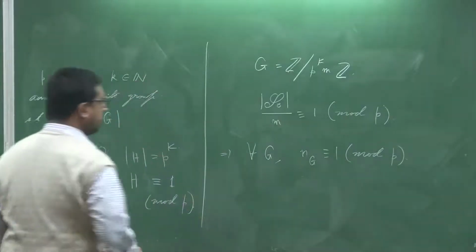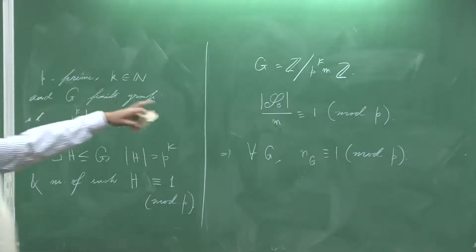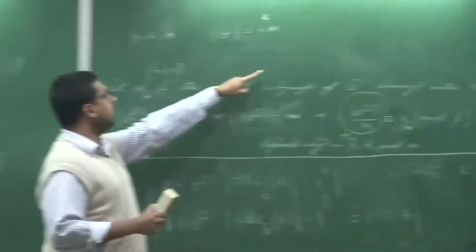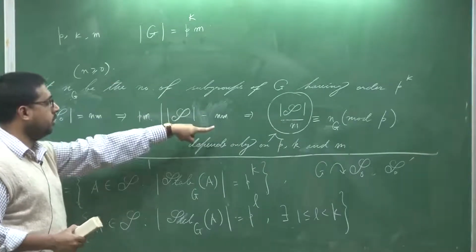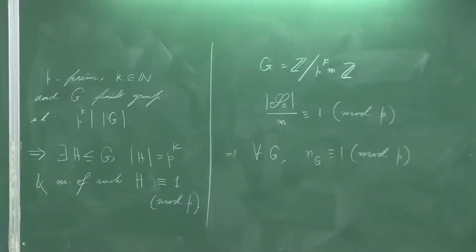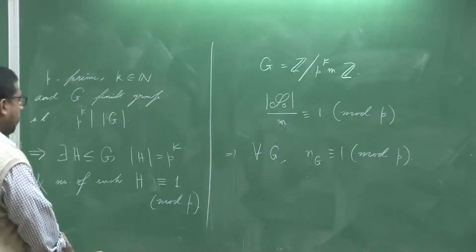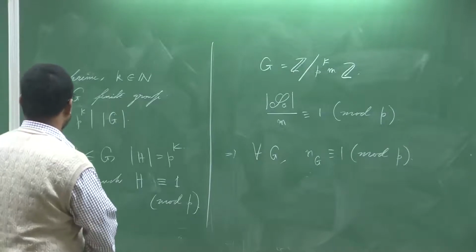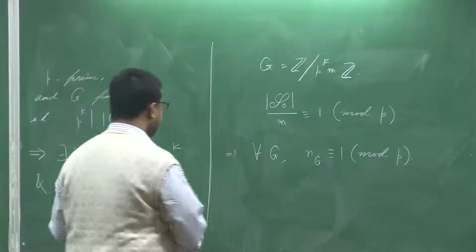Okay. This is all what we have seen. So, if P to the power k divides the order of G, then the number of subgroups of G having order P to the power k is exactly 1 modulo P. In particular, it is at least 1. So, there is at least one subgroup of order P to the power k and the number of these is congruent to 1 modulo P. Okay. So, thus we have proved the other two theorems of Sylow. So, this is called Sylow's first theorem.